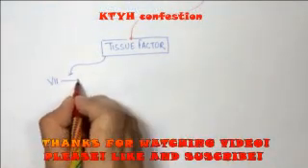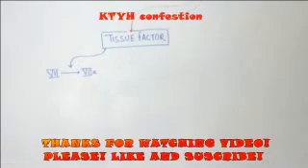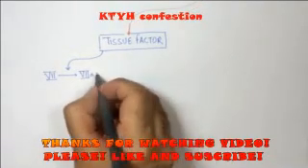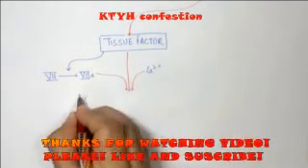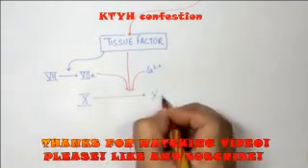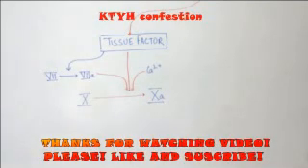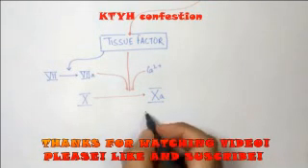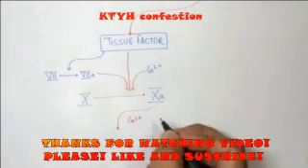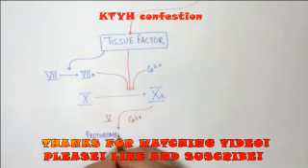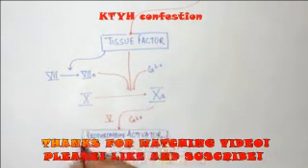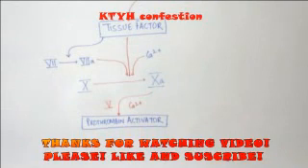Now this tissue factor causes the conversion of factor number 7 to activated factor number 7. And then the tissue factor combines with the activated factor 7 in the presence of calcium ions and causes the conversion of factor number 10 to activated factor number 10. And then the activated factor number 10, in the presence of calcium ions, and factor number 5 form the prothrombin activator. And the rest of the events are the same, that is the prothrombin activator causes the conversion of prothrombin into thrombin.